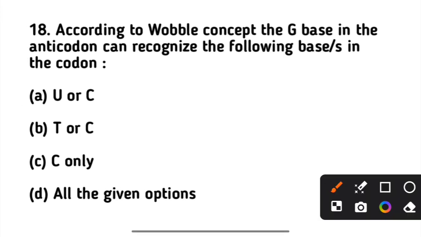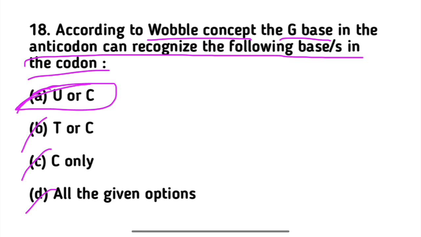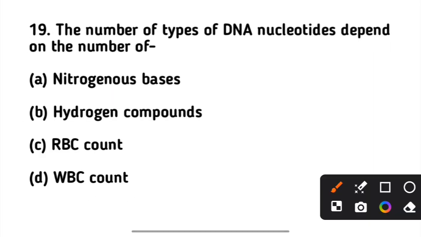Next, according to Wobble concept, the G base in the anticodon can recognize the following bases in the codon: U or C, T or C, C only, all the given options. Option A is correct. U or C. According to Wobble concept, the G base in the anticodon can recognize U or C.